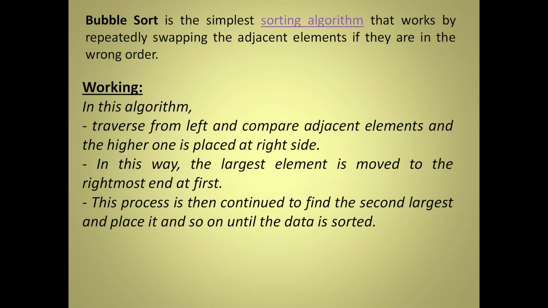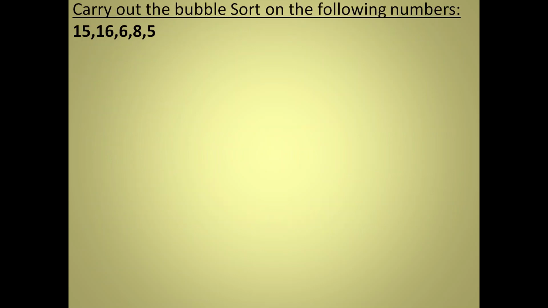Now I'll take an example and show you how bubble sort works. We have to carry out the bubble sort on the following numbers: 15, 16, 6, 8 and 5. The idea for bubble sort is to take two numbers at a time and check if they are in order or not. For example, I want to arrange these numbers in ascending order.